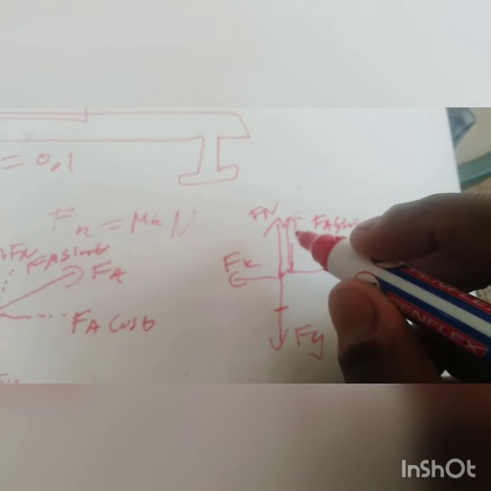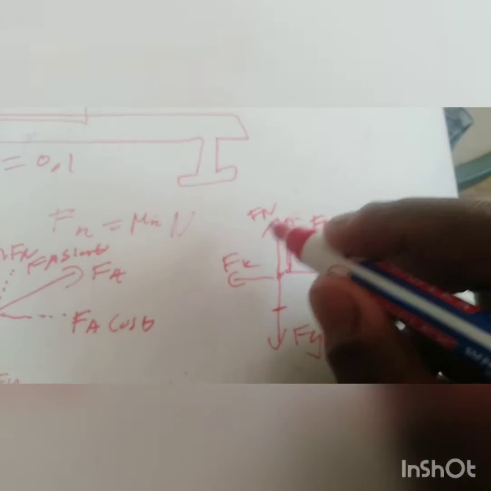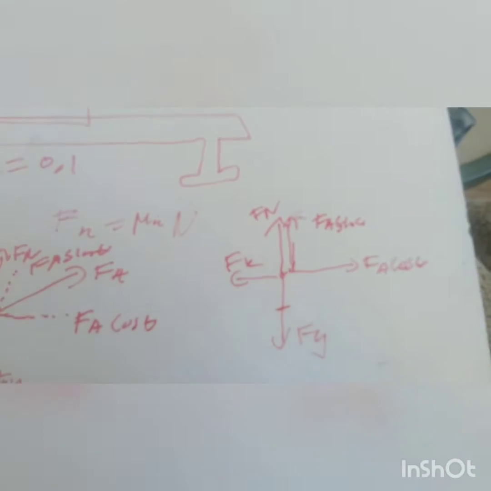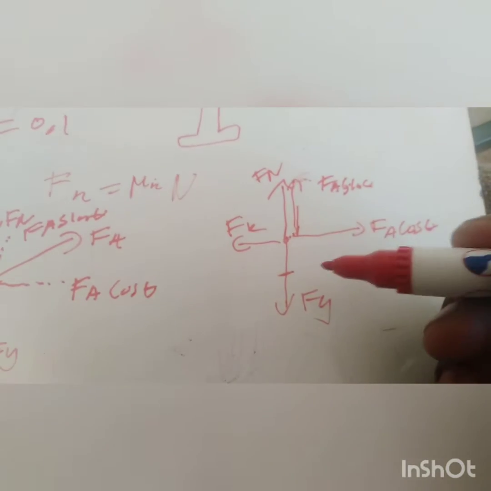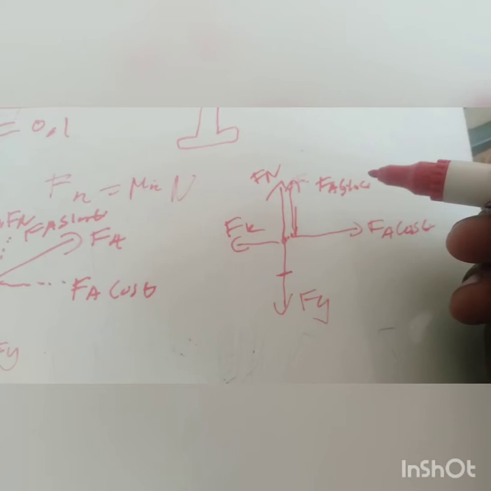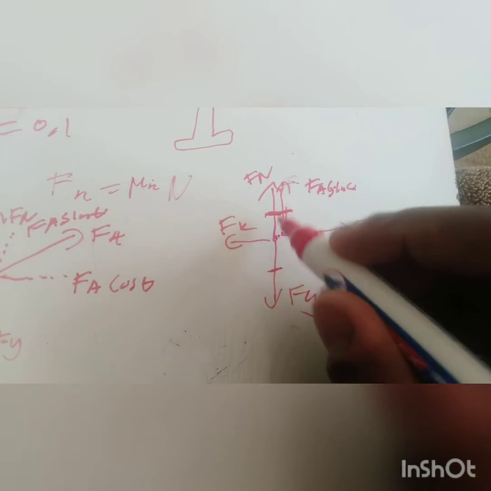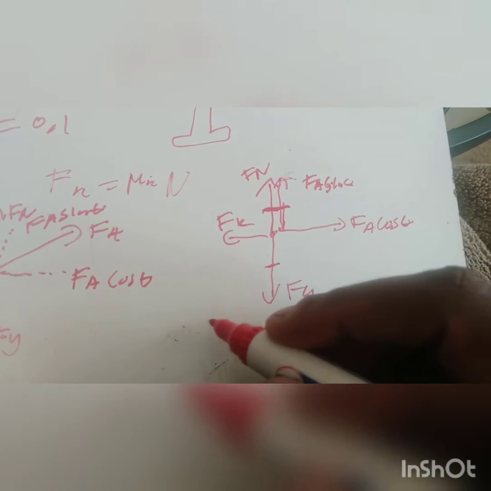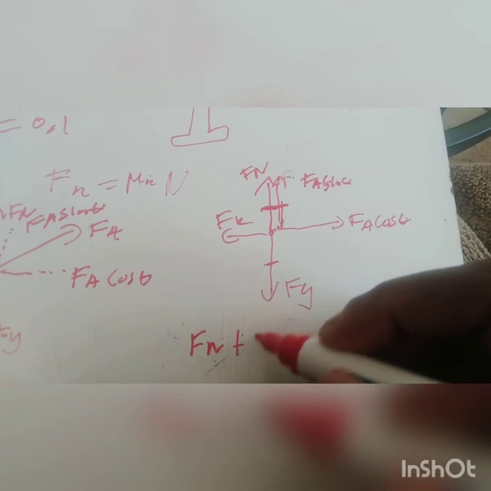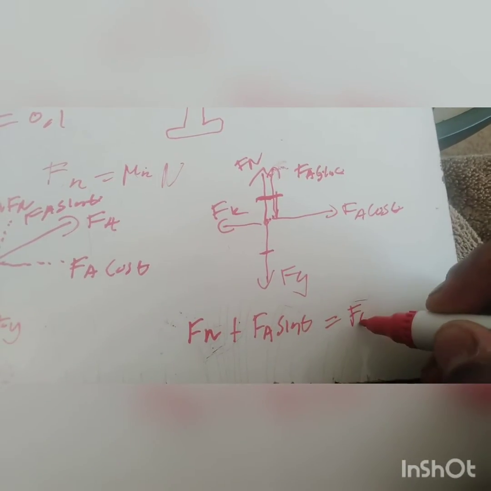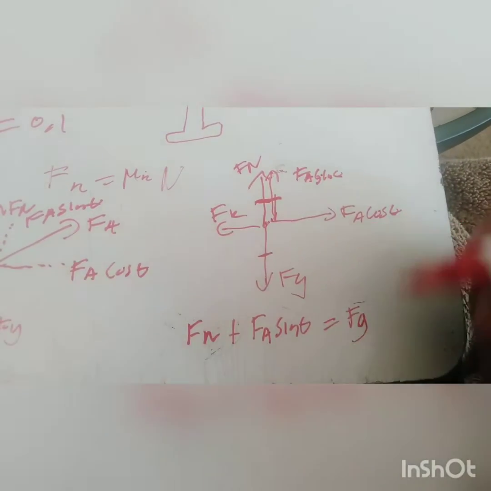What it means is that these two forces work together in order to be equal to the gravitational force. So I want you to be aware that whenever we've got a situation where the force is inclined, there is a vertical component working together with Fn. The combination of these two forces will be equal to the gravitational force. So Fn plus Fa sine theta equals Fg. You see, in this case, Fn is not equal to Fg.